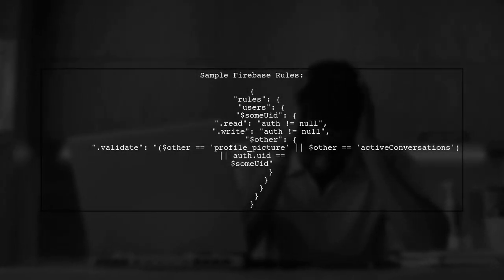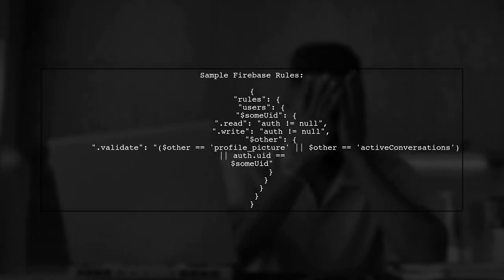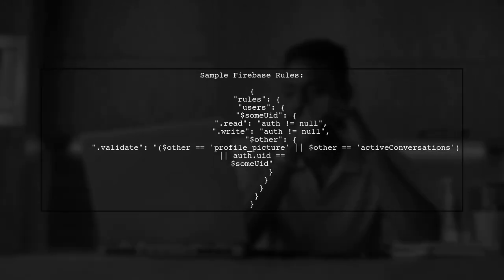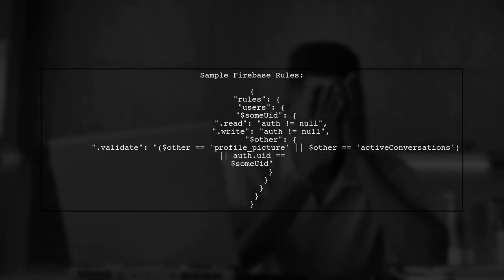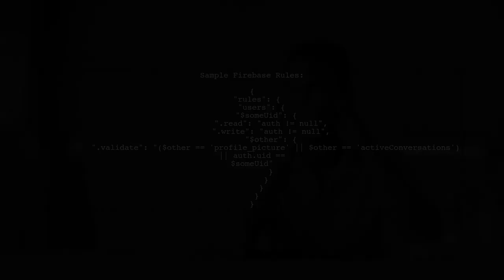To restrict write access to a specific user, you can use their unique user ID. This ensures that only they can modify their data while allowing read access to authenticated users. Here's a sample rule structure. It allows a user to change their profile picture and active conversations, but only they can change their username. For more detailed information, check out the Firebase documentation on security rules.